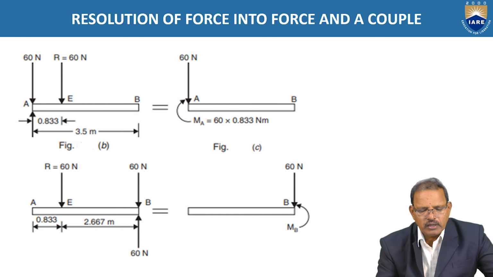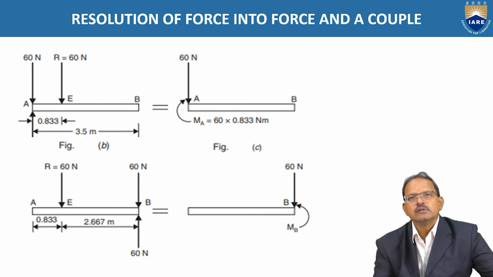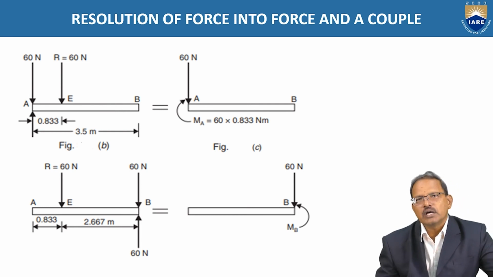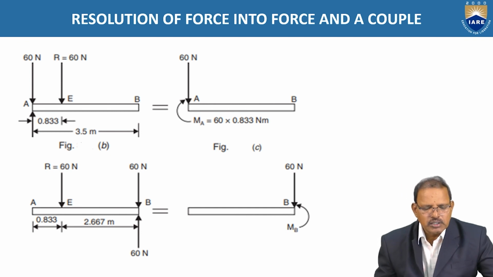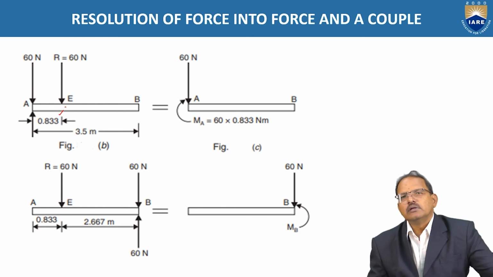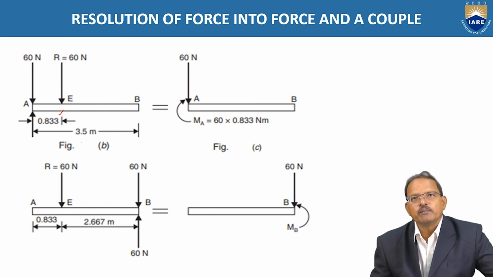It is explained like this. In figure number 1, you see B. At A, all the forces acting on the beam are replaced by a single force R equal to 60, which is acting 0.833 as shown in the figure. Now I have to represent the force as well as the couple at point A.